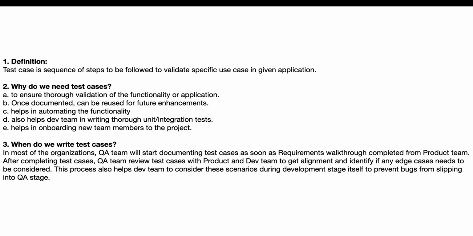Another advantage is it will help the dev team also in writing thorough unit and integration tests. Whenever we are testing an application, once the requirement walkthrough is done, QA will go through the requirements and write the test cases, and QA always tries to review the test cases with product and dev teams so that they are aware of all the test scenarios that the QA team is thinking. We try to do this before development is done with their code changes. Because we are reviewing all our test cases before development completes their code changes, they can consider these scenarios during their development, and that in turn helps reduce the number of defects in QA. We are kind of preventing defects from happening. That's how test cases help in the development life cycle.